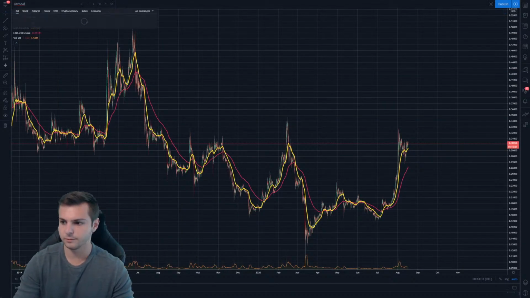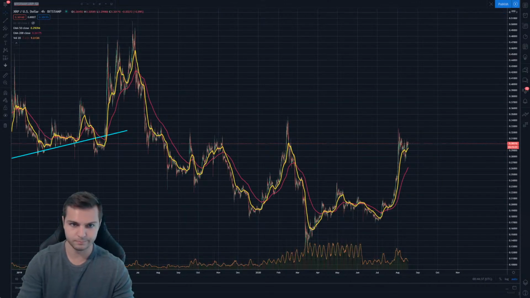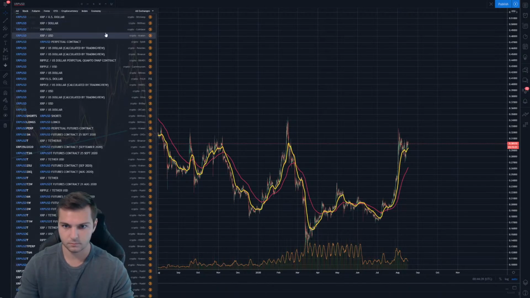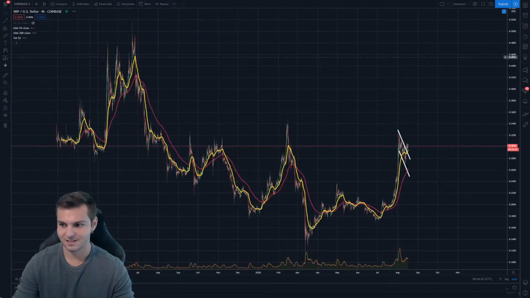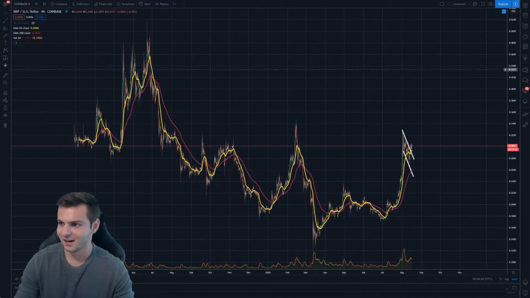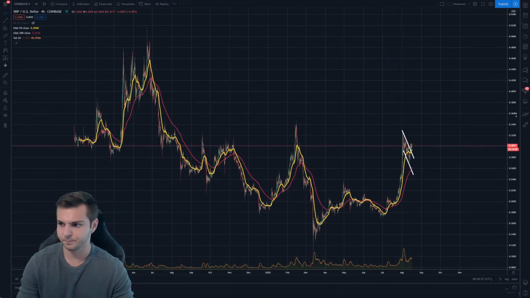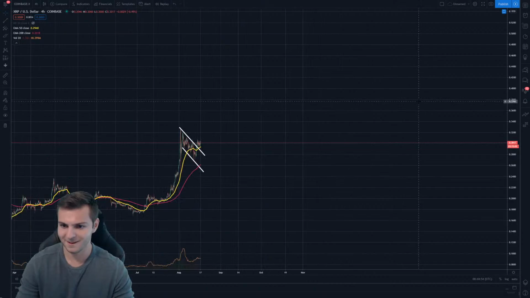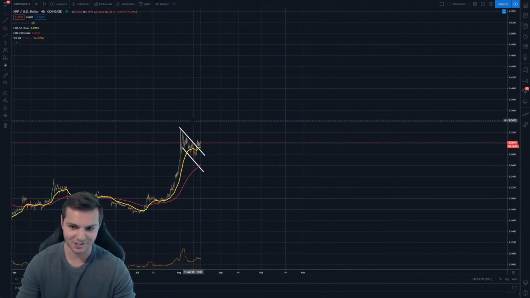That's not the chart I wanted. That is not the chart I wanted. This is the chart I want. All right, so XRP to BTC. I don't know if you guys could hear that outside my window right now. I don't know. Something just crashed.